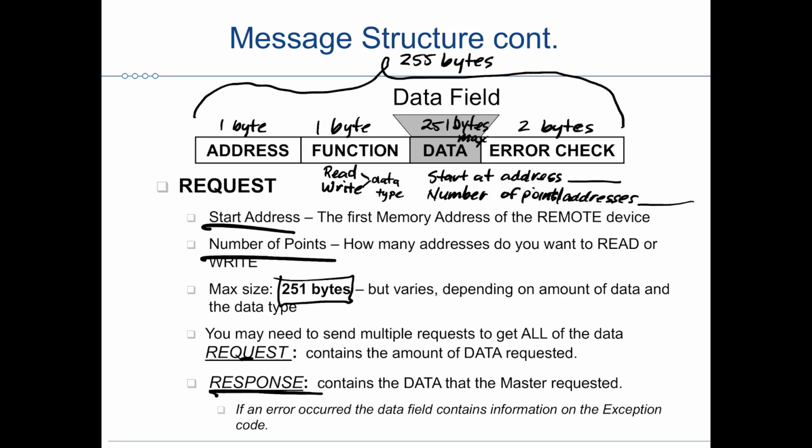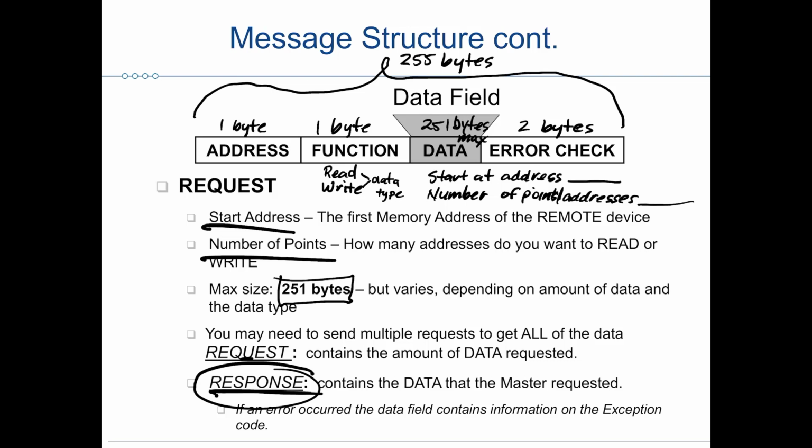Now, due to the 251 byte limitation, it could mean that for a response, there's not enough room in that frame to return as much data as was requested, and that's where there's a part of the protocol to sort out how to do that. And really it comes down to there would be an exception saying you asked for too much data, and the master would essentially have to return with multiple requests to get that amount of data.